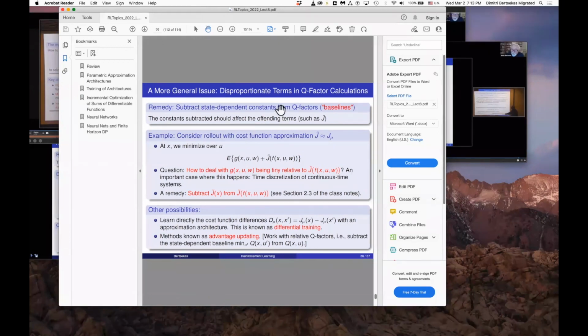Thank you. Baselines are also used in other calculations, which similarly involve disproportional terms and fitting with neural networks and other architectures. For example, in policy gradient methods, it's very common to use baselines. Now, we haven't gone into policy gradient methods, but perhaps we'll mention baselines within that context when we get there.